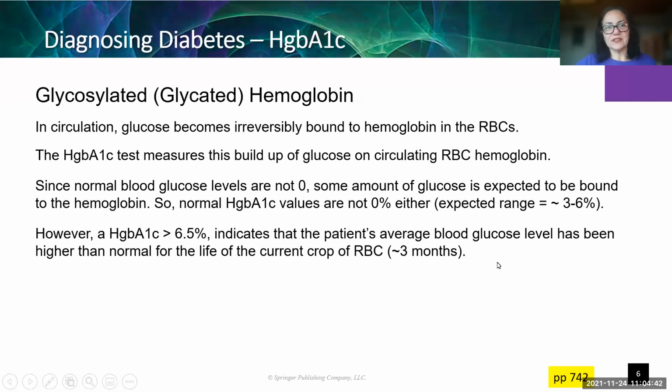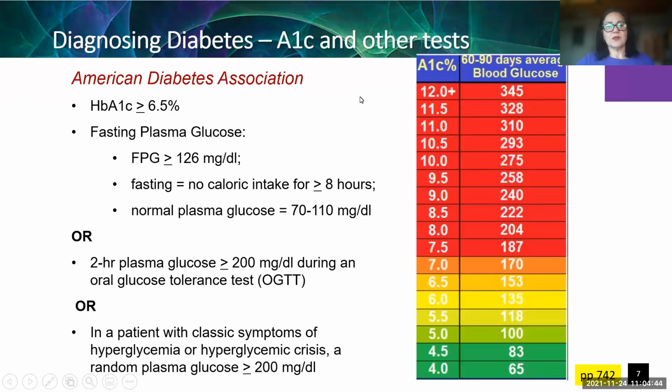All right, so other ways of diagnosing. This is according to the American Diabetes Association: over 6.5%, as I mentioned, for hemoglobin A1C. You can also be diagnosed based on a fasting plasma glucose level that's over 125 milligrams per deciliter. This is the test that everybody doesn't like. They have to go get a blood test and they can't eat breakfast first.